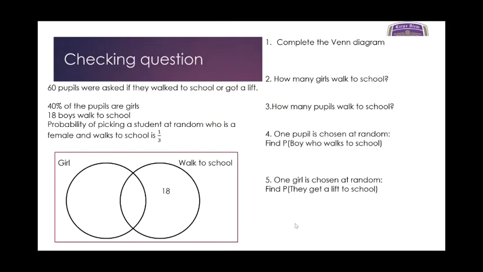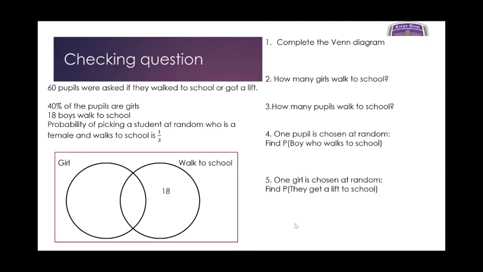So 60 pupils were asked if they walked to school or got a lift. 40% of all the pupils are girls. 18 boys walk to school. And the probability of picking a student at random who is a female and walks to school is 1/3.